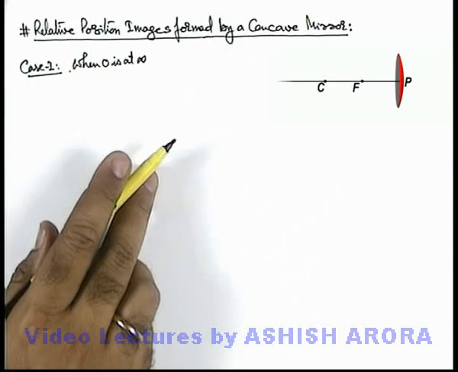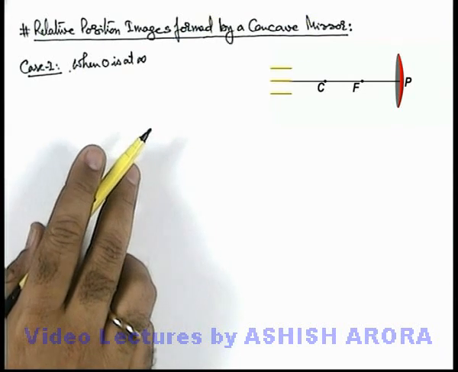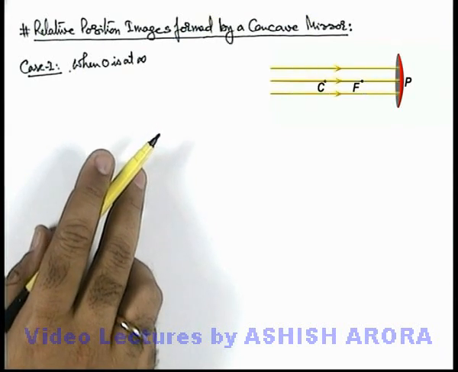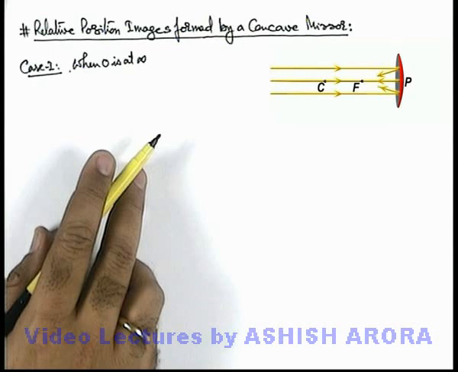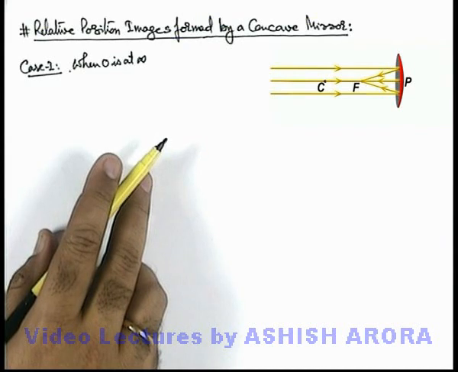So here, if we look at the situation when there is a concave mirror and parallel rays from infinity are incident on the mirror, then after reflection all these rays meet at the point which we call focus. So all reflected rays are meeting at focus. So here we can see that the image produced by the concave mirror is formed at focus.